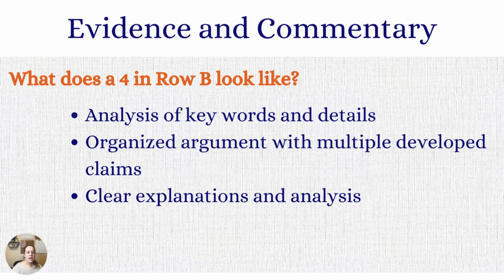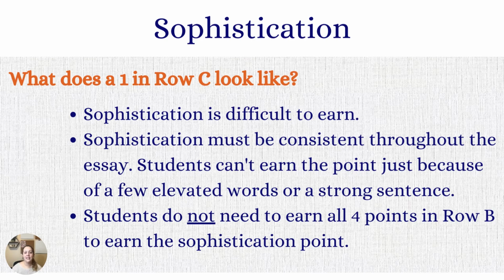So in a 3, the argument might have gotten a little iffy at times. Things might have been a little underdeveloped in a certain spot or two. But for a 4, it's going to be very organized and very developed. And then another trait of a 4 in row B is that it has clear explanations and clear analysis. Now let's talk about the last point on the rubric, the sophistication point.